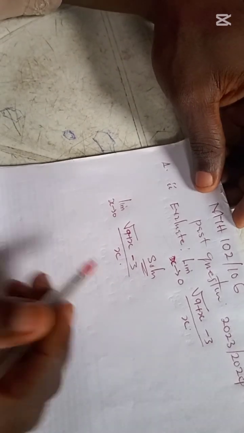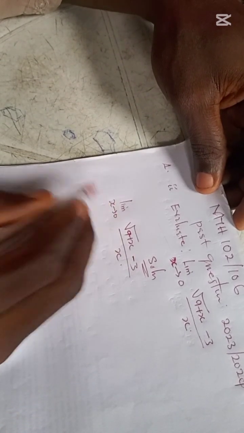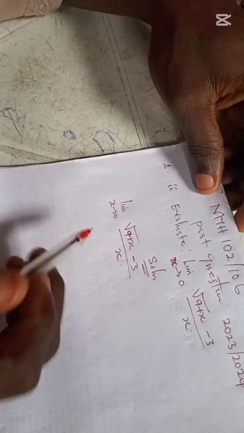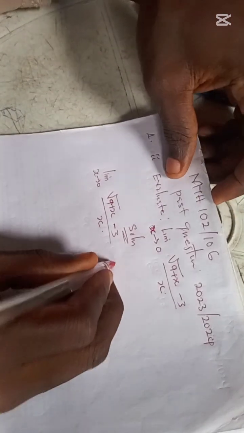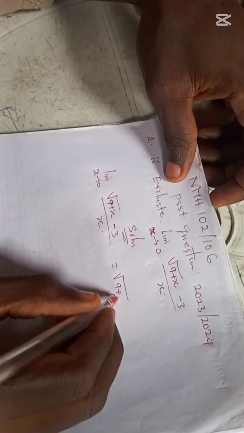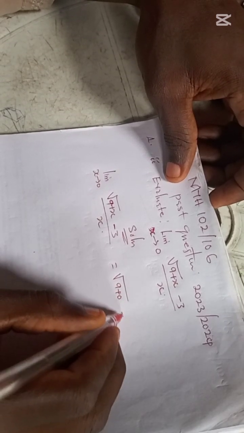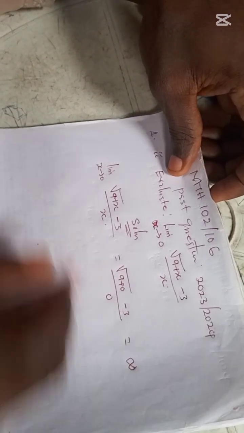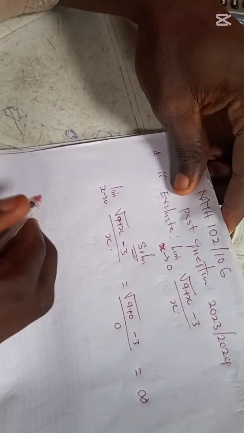So what we have to do in this case, x is tending to 0, so we have to substitute x equal to 0 into this expression. And if we substitute x equal to 0, we'll be having root 9 plus 0 minus 3 over 0. So this is going to give us an indeterminate solution.